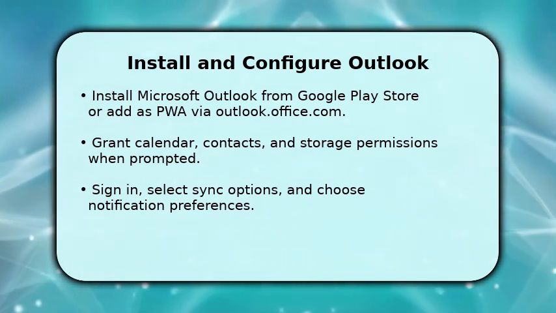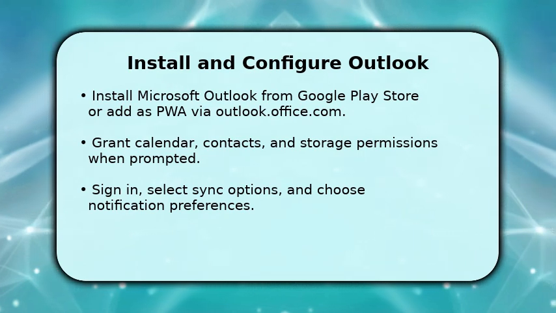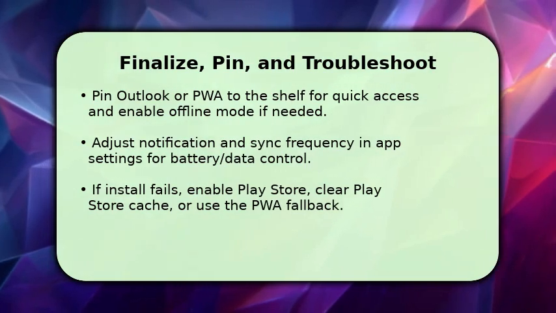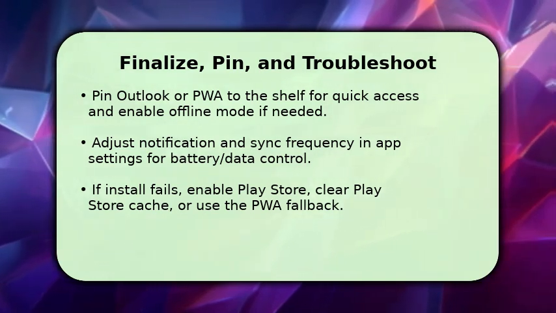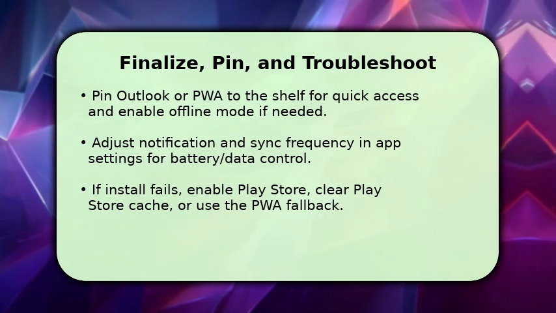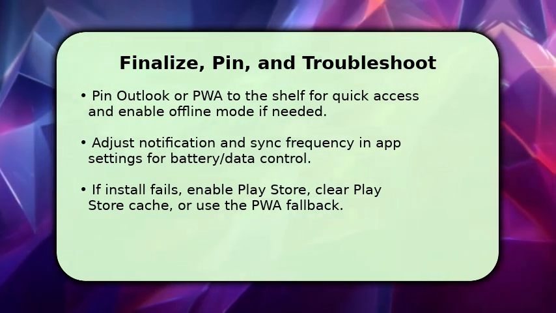Finish by pinning Outlook or the PWA to the shelf and enabling offline mode if you need access without internet. Make sure notification rules and sync frequency match your battery and data preferences so the app behaves predictably.